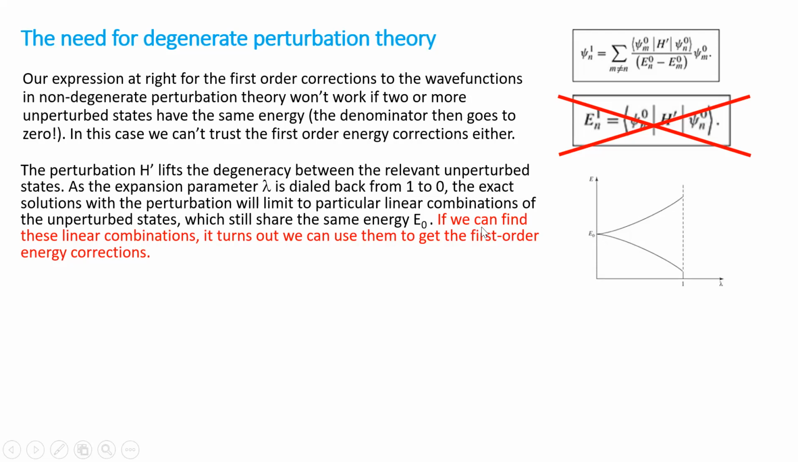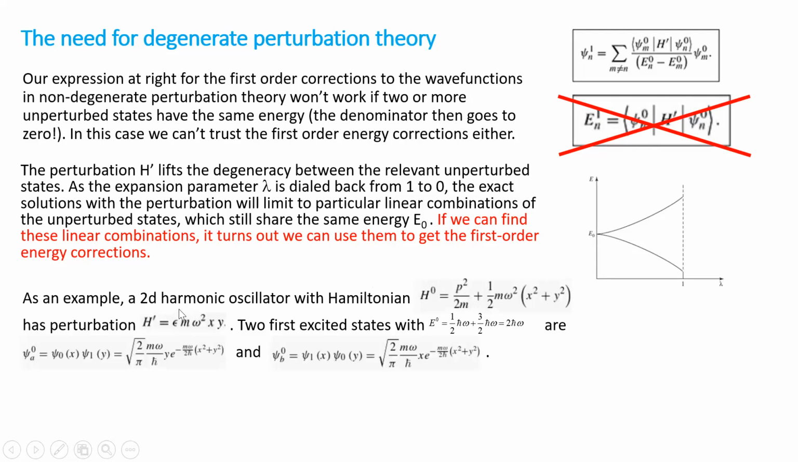And it turns out that if we can find these linear combinations, we can use them to get the first order energy corrections using this formula here, where instead of the states which we may start with, we use the linear combinations. This formula, which is X'd out here, will actually be valid and give the first order perturbation to the energies. Okay, so let's look at an example.